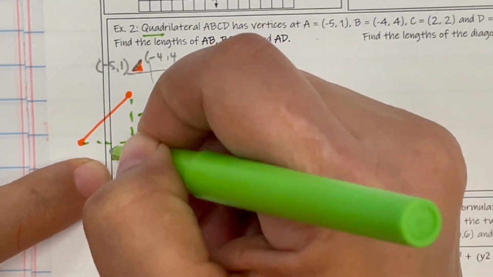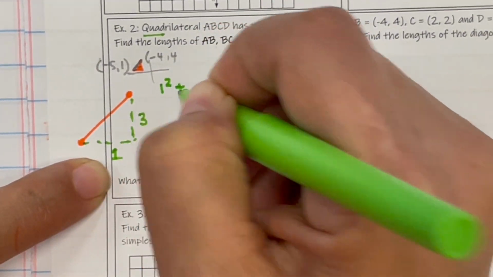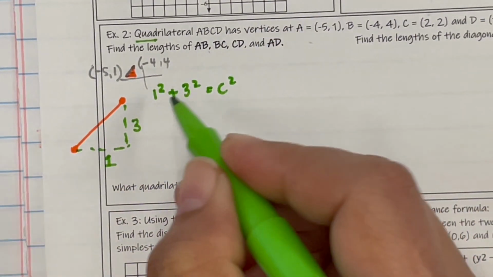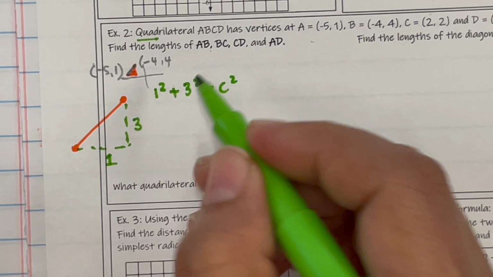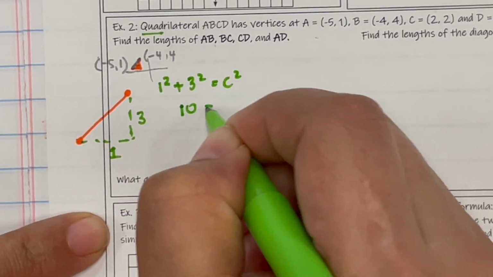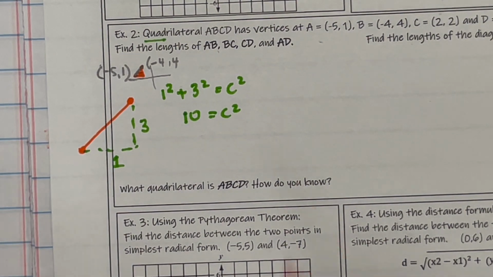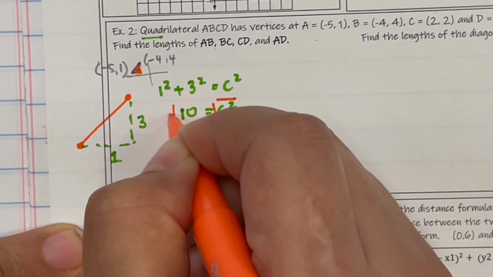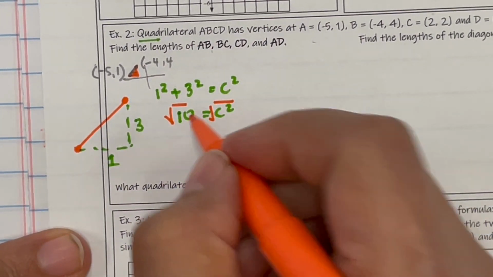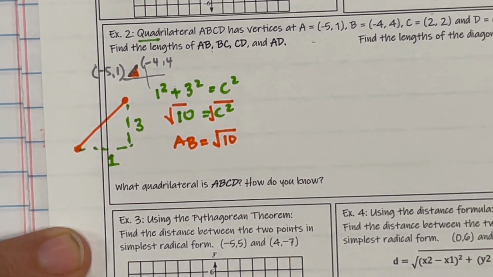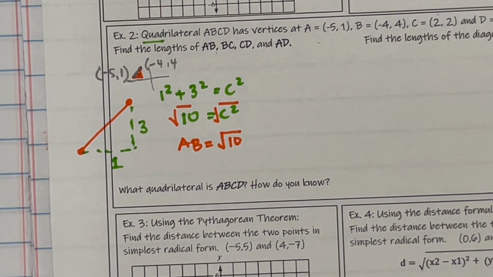So a squared, which is 1 squared, plus b squared, which is 3 squared, right, is equal to c squared. So that's 1 squared is 1. That's 9. So this is 10 is equal to c squared. And of course, we are not looking for c squared. We're looking for the square root. And c in this case is AB. So AB is the square root of 10. Okay.